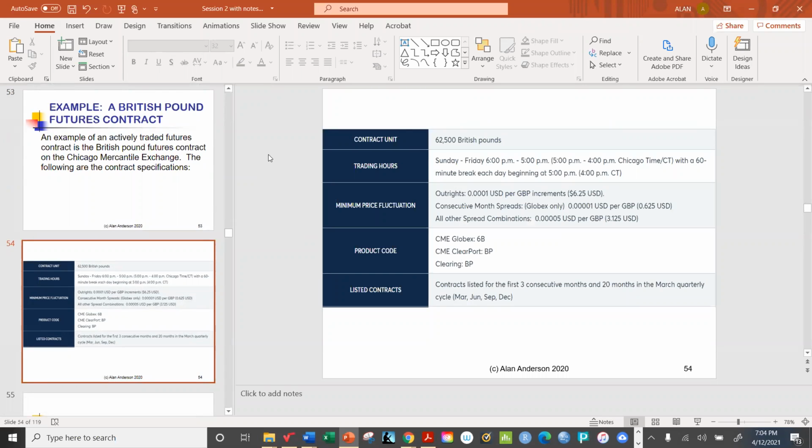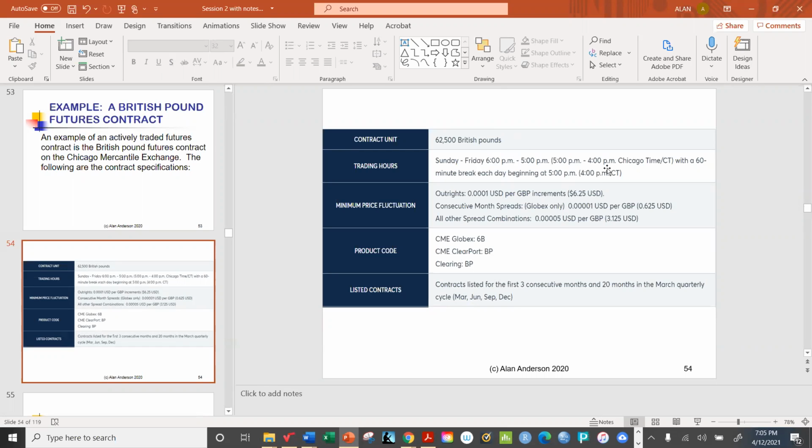Well, I copied it. The unit is 62,500 pounds. In other words, if you want to buy one of these contracts, you're committed to buying a minimum of 62,500 pounds. Now, by the way, this is one of the reasons why forward contracts are so popular. What if you don't need 62,500 pounds? What if you only need 30,000 or 20,000? Well, that could be a problem with a futures position, but with a forward contract, you can ask for exactly the number you need.